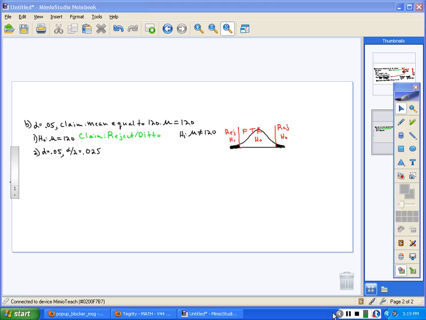In the last problem, we didn't need the sample data until step 4, but in this one, we need it for step 3. So I'm going to write down the sample data over here. And it says 75 randomly selected. So n is 75, which means our degrees of freedom is 74. The formula for degrees of freedom is n minus 1.